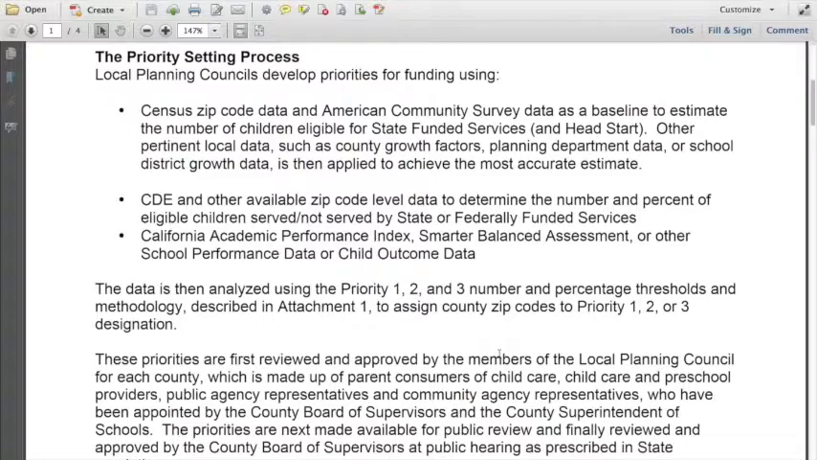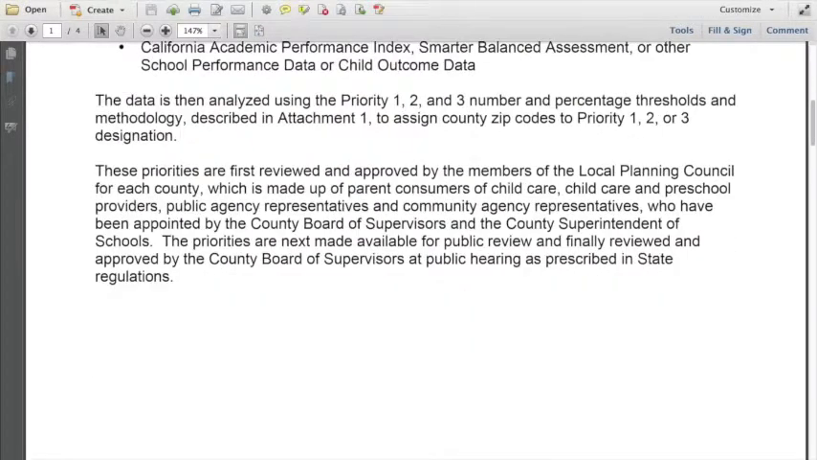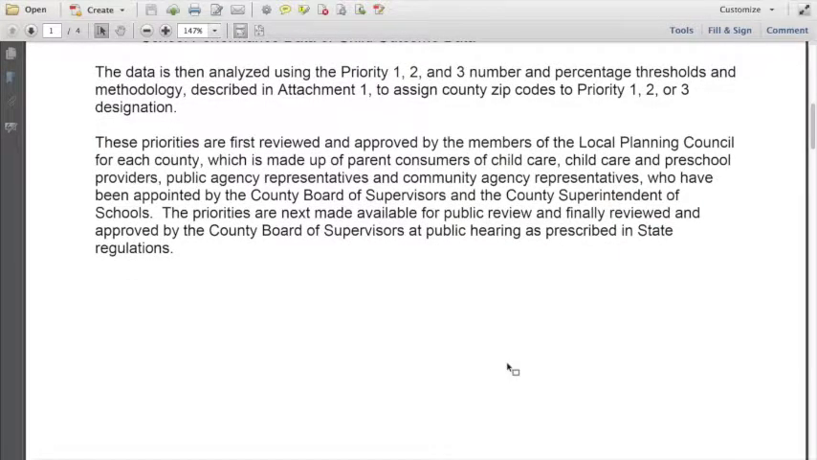And so then it describes the process of what would happen once the priorities are assigned. We will need to review them with our local planning council, and then if they pass the draft priorities, they will be made available for public review and approved by the County Board of Supervisors at a public hearing. Anyway, at some point along the line there needs to be a public hearing and approval by the board if you're going to change them.